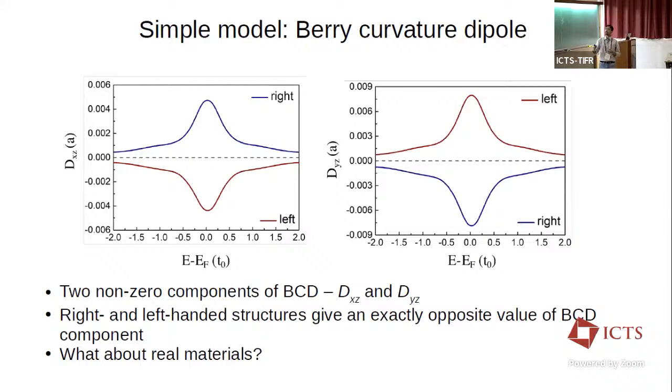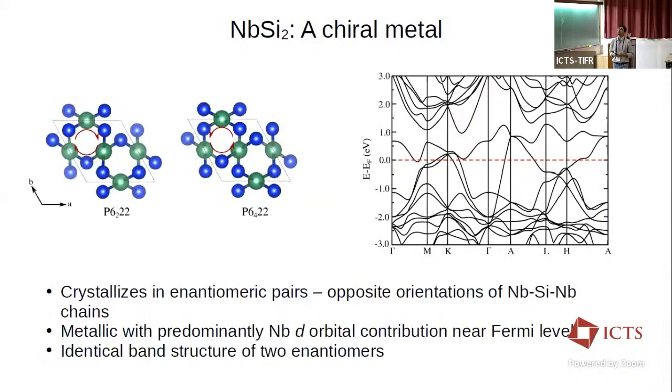Okay, so that gives us a feeling that possibly for chiral materials, you can distinguish the two enantiomorphs by using the Berry curvature dipole. So then you might ask, okay, what about real materials? This is just for a toy model. So we go ahead and actually do density functional calculations for a few different chiral systems.